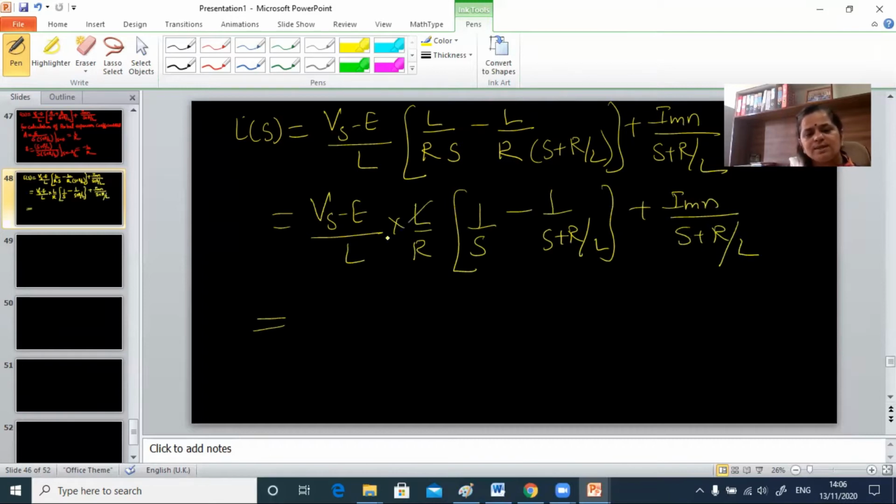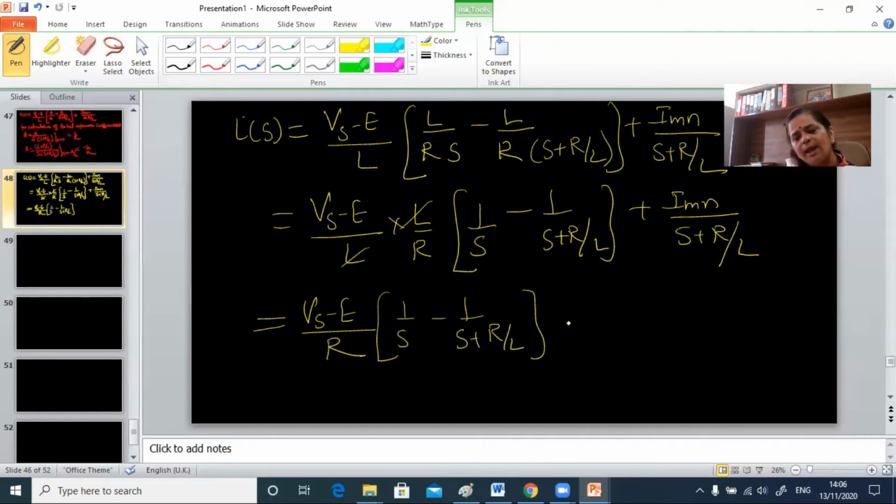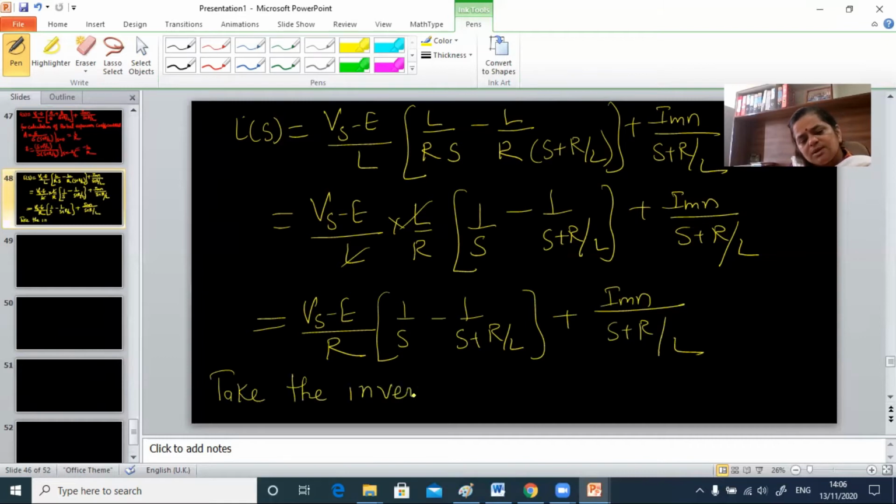Now here you can see L cancels L. So finally I am going to get Vs minus E by R, times 1 by S minus 1 upon S plus R by L, plus I minimum upon S plus R by L. Now take the inverse Laplace. If I take the inverse Laplace, what am I going to get? The inverse Laplace of 1 by S is 1.